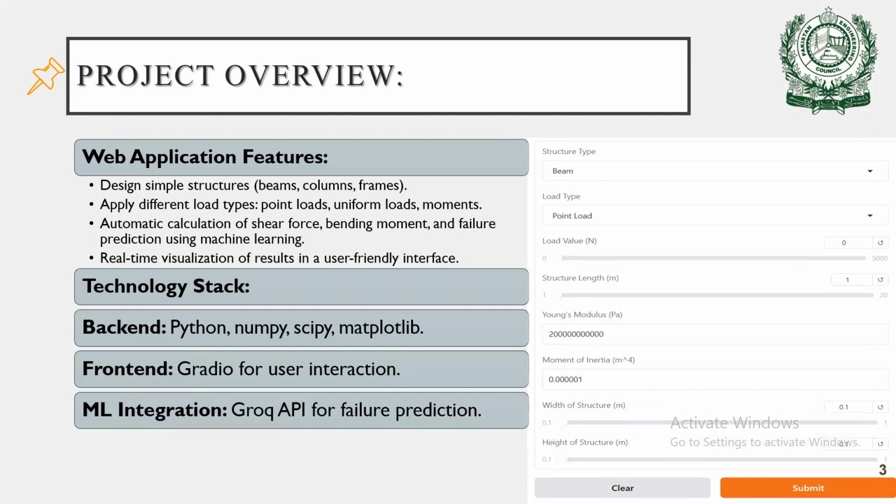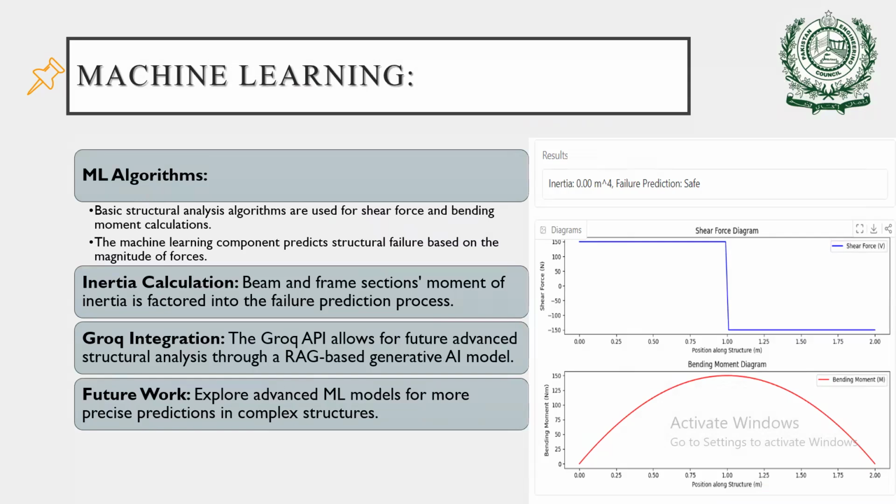For the technology stack, the backend uses Python, NumPy, and SciPy. The front end uses Gradio for user interaction. For machine learning integration, the Grok API was used for failure prediction. Basic structure analysis algorithms are used for shear force and bending moment calculation.